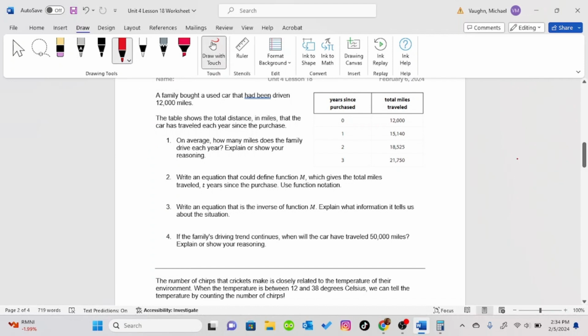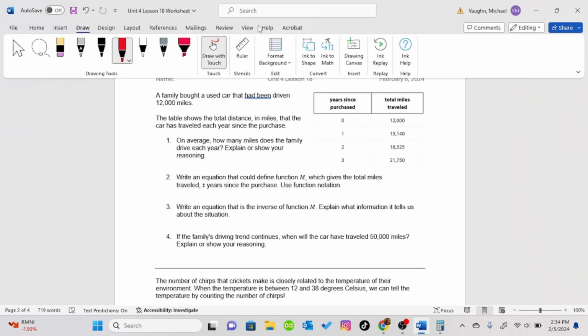A family bought a used car that had been driven 12,000 miles. The table shows the total distance in miles that the car has traveled each year since the purchase. On average, how many miles does the family drive each year? Explain or show your reasoning.